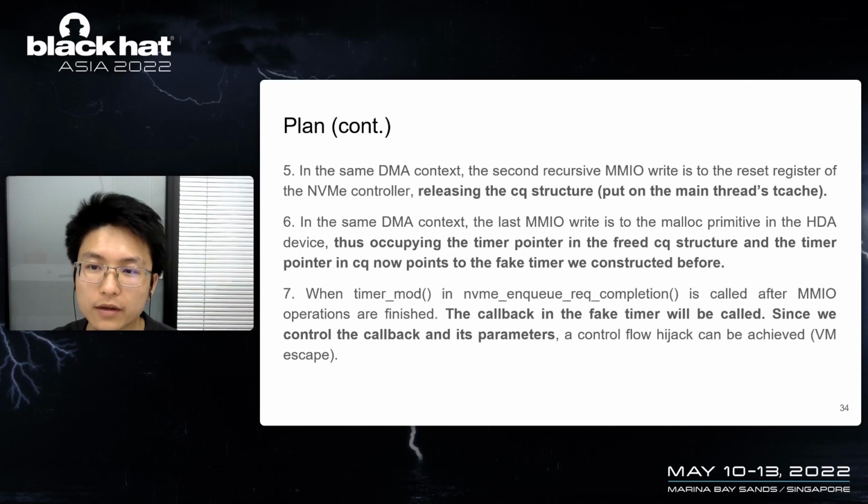In the same DMA context, the second recursive MMIO write is to the reset register of the NVMe controller, releasing the CQ structure. In the same DMA context, the last MMIO write is to trigger another malloc in the HDA device, thus occupying the freed CQ structure, and the timer pointer in CQ now points to the fake timer we constructed in step 1. When the timer mode is called later, the callback in the fake timer will be called. Since we control the callback and its parameters, a control flow hijack can be achieved.